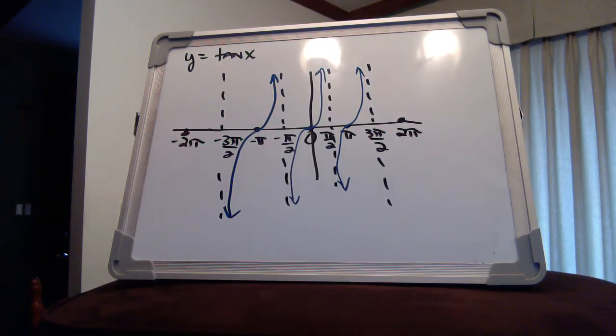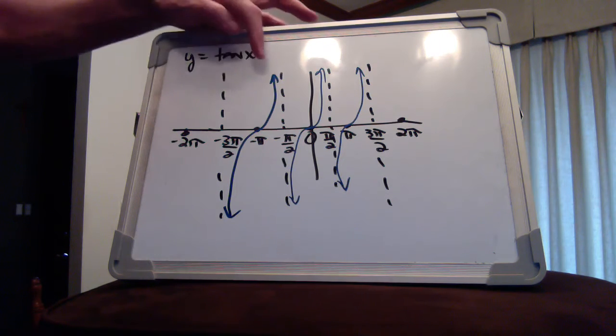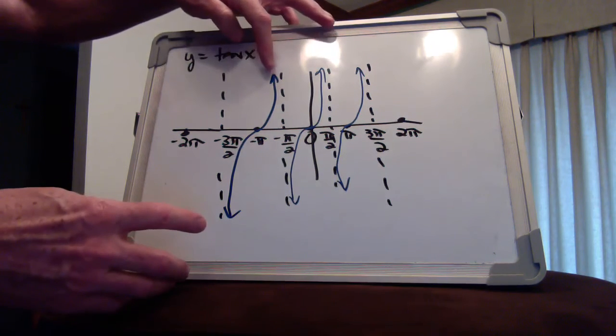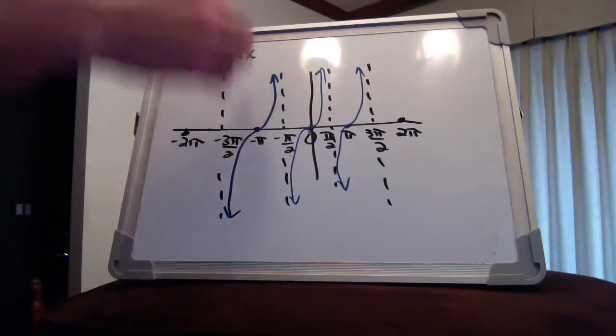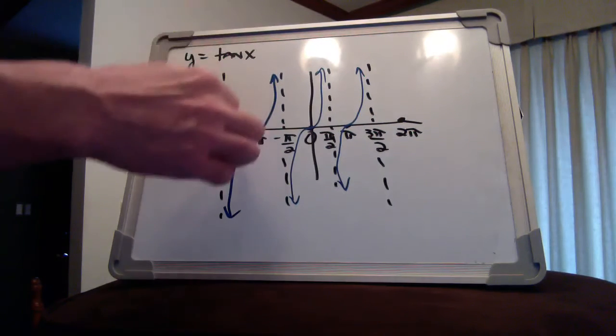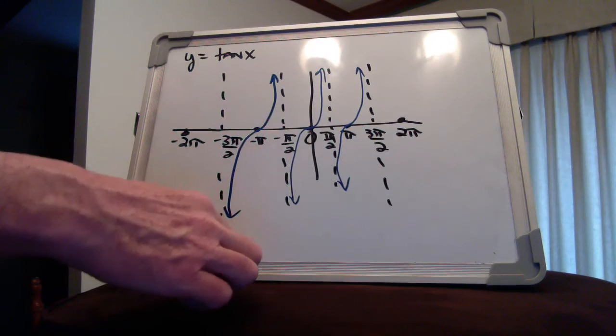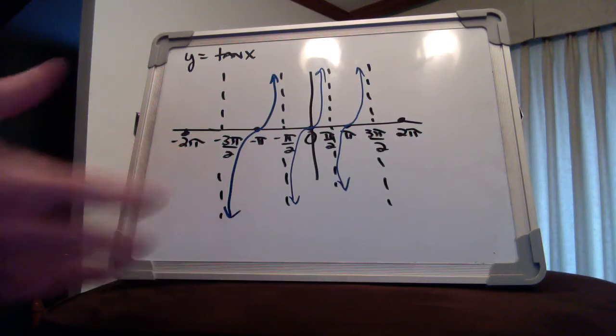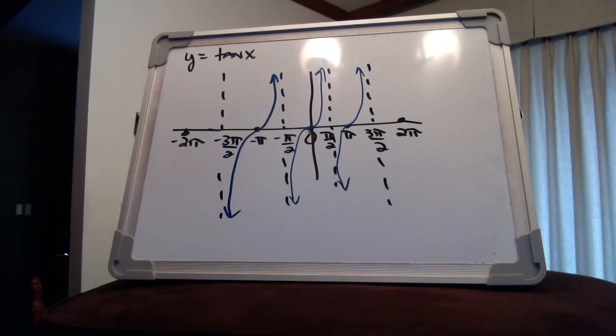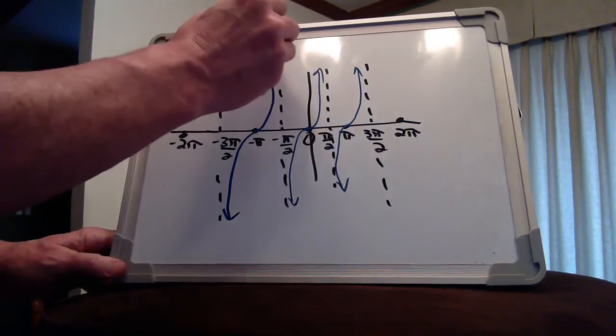Now, for the sine and cosine functions, I talked about amplitude. You can see here as you look at each branch, the tangent function continues to go up forever and ever, towards positive infinity, and then towards negative infinity. So there's no exact amplitude here. Now, the length of one period, though, is different than sine or cosine.